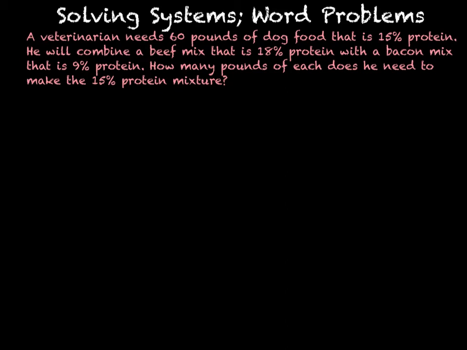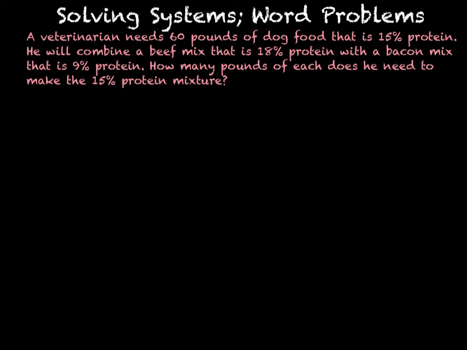Solving word problems that require systems of equations. A veterinarian needs 60 pounds of dog food that is 15% protein. He will combine a beef mix that is 18% protein with a bacon mix that is 9% protein. How many pounds of each does he need to make a 15% protein mixture?